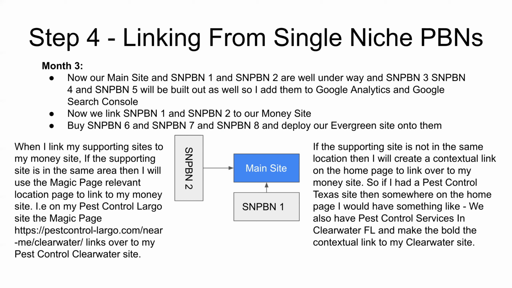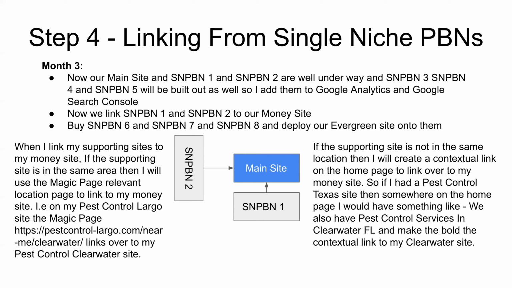I then go and buy 6, 7, and 8 PBNs and deploy my Evergreen site onto them as well. So I've now got 8 sites which are all nicely building out. I've just got a note down here. If I am linking from an Oldham site to my Manchester site, then the chances are the Oldham site will have a magic page which is for Manchester. So in that case, I will link from the Manchester magic page to the Manchester site. So say PBN2 is an Oldham site, it's got a Manchester page on, then I'm going to link from the Manchester magic page to the Manchester site.